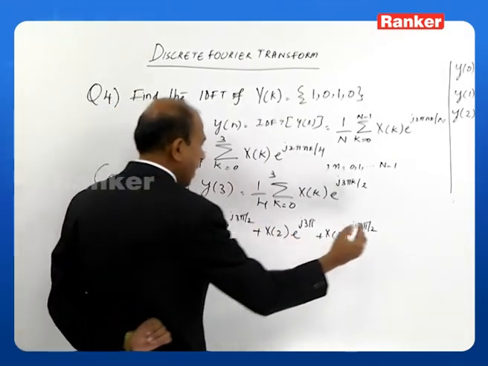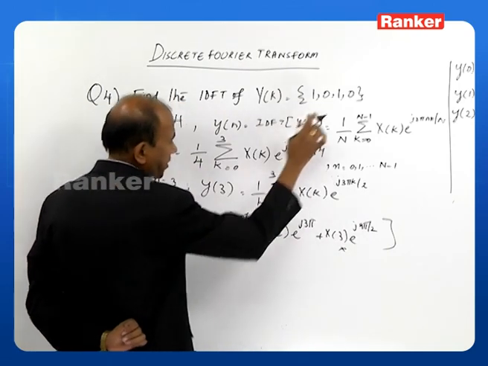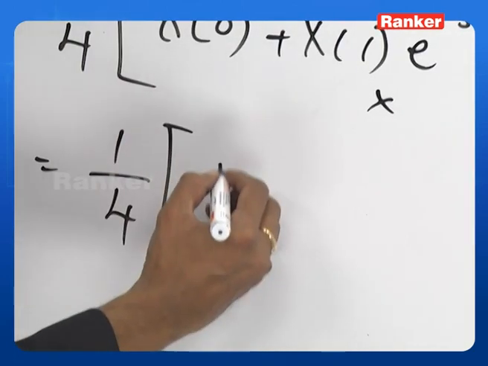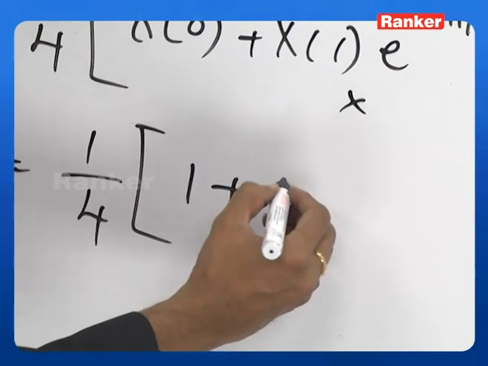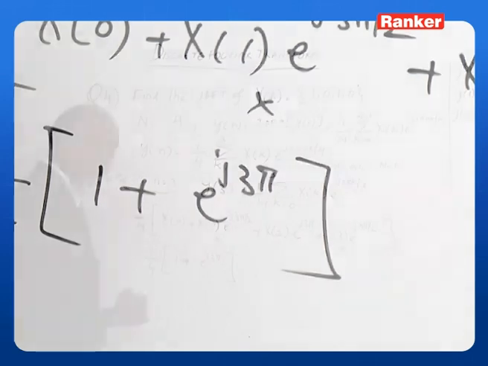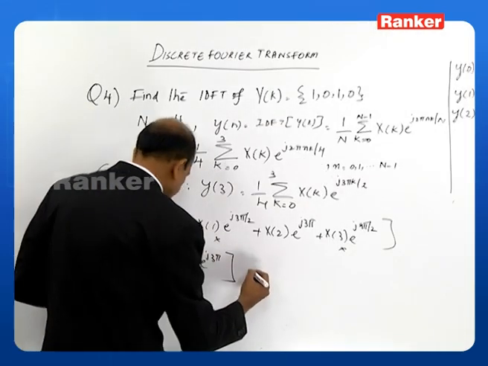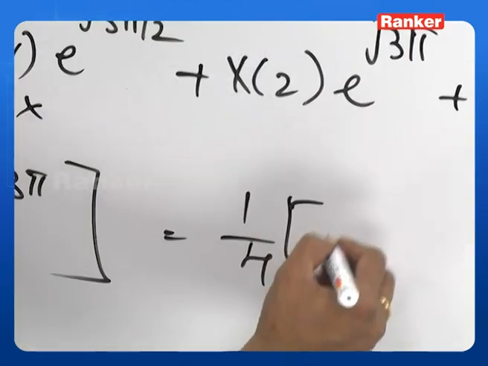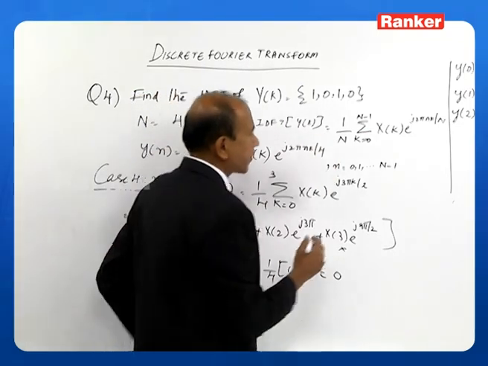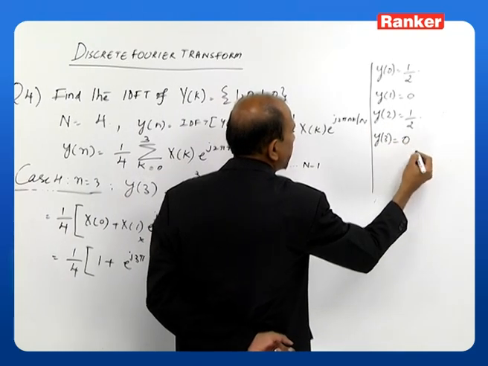Okay, so now let us expand this. Now in this, as you are aware, this term is not there, this term is not there because they are zeros here. So I can write this like this: 1 by 4, x of 0 is 1, okay, this again is 1, so this is e to the power of j 3 pi. Okay, now after expanding this, you will see that this is equal to 1 by 4 into 1 minus 1, that is equal to 0. So let's move a little. So this is y of 3 for us is equal to 0.